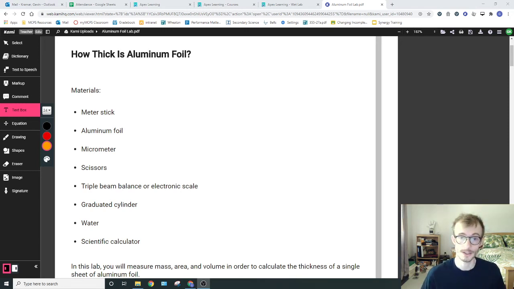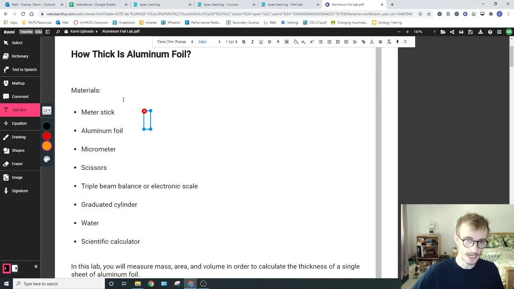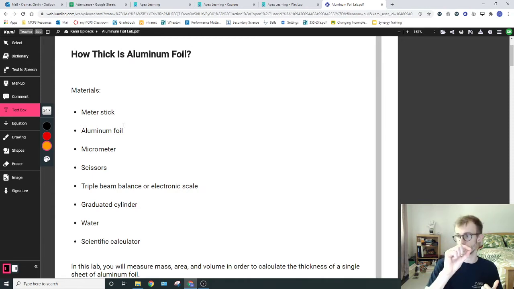Okay, so today we're going to be doing the aluminum foil lab. We have a list of materials here, and we're going to try to determine the relationship between density, volume, area, mass, and all that. I have a ruler and some aluminum foil. I do not have a micrometer, which measures the thickness of a very thin piece of material, but it turns out we don't really need it, only for verifying our answer.